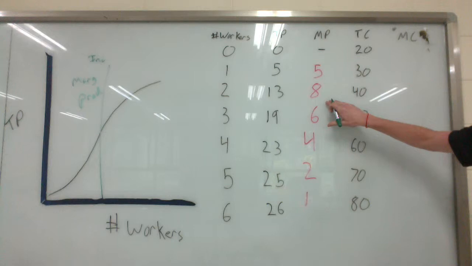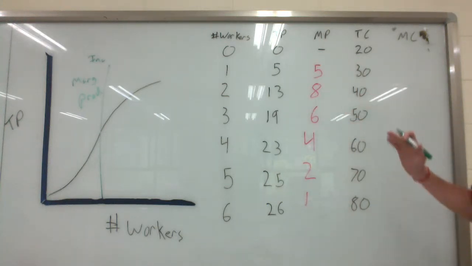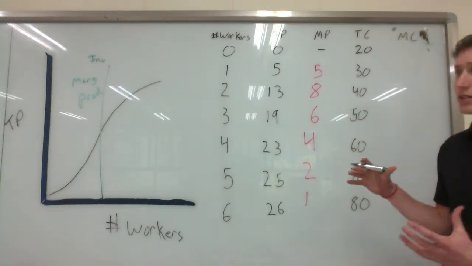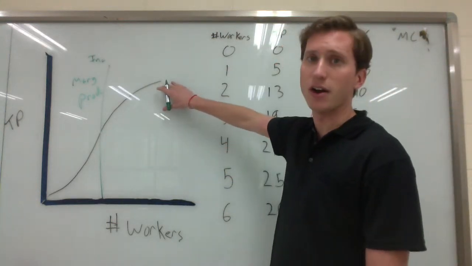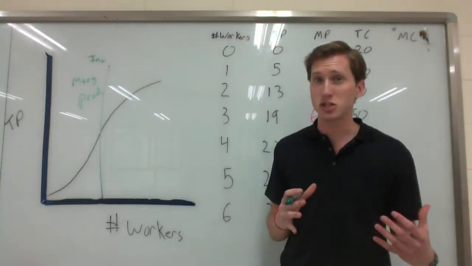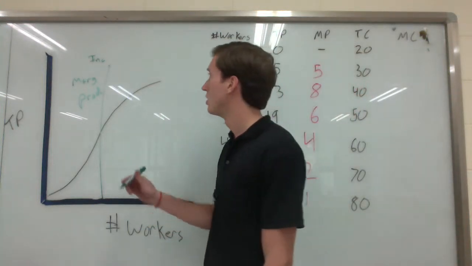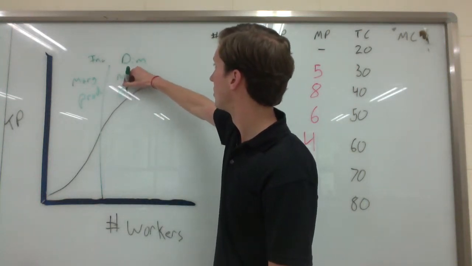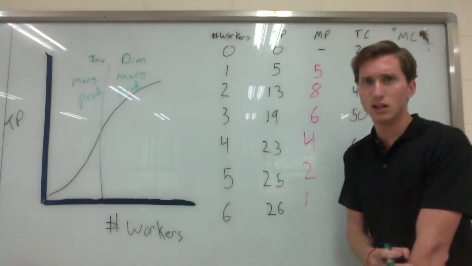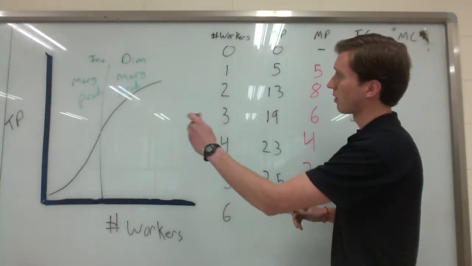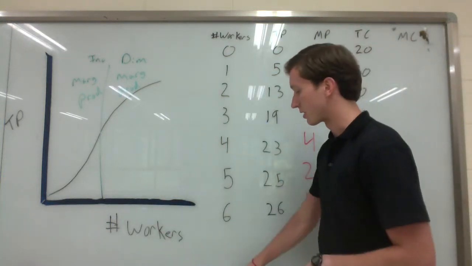When we add the third person, he's only adding 6 units to the total product. Well, now we start to see what's called diminishing marginal product. The total product is still increasing, so this number is still going up higher and higher, but not at the same rate as the person before. That means they're getting less specialized or less efficient as the number of workers grows. So this is diminishing marginal product. It's getting less and less. That is how we see total product and marginal product.